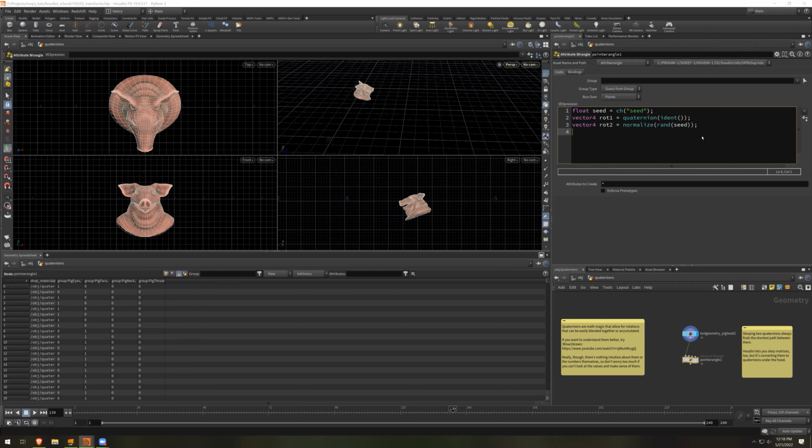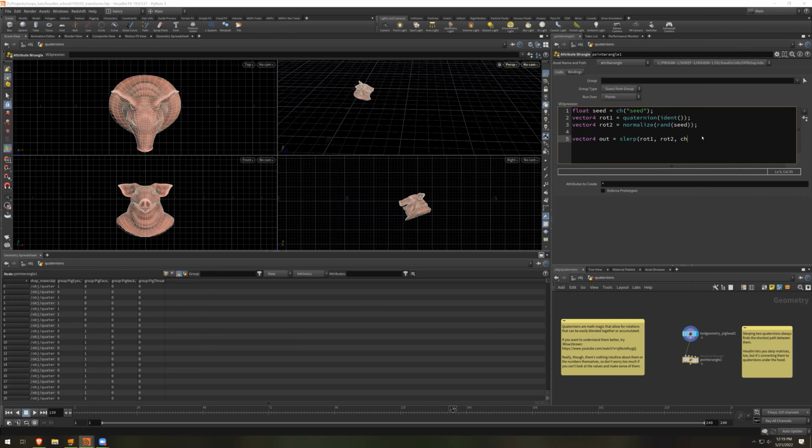And now our output. So again, I'm going to create another vector 4. I'll call this out. And what I'm going to do is use, again, slerp, which is short for spherical linear interpolation. Slerping two quaternions finds the shortest path between them and blends between them. And it will do that basically every time. That's part of the magic, is that it always finds the shortest path between two points on a sphere or two orientations. So I'm going to slerp from the identity rotation to the random rotation.